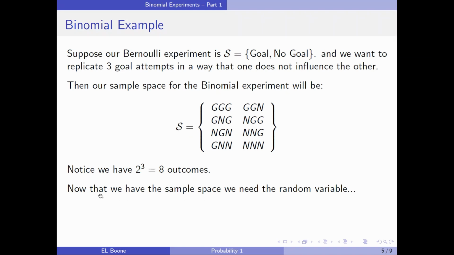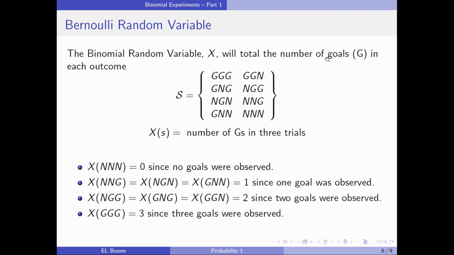Now that we have the sample space, we need a random variable that's going to turn these into numbers that are meaningful. In this case, our random variable is going to be the total number of goals. So we're adding up the Bernoulli outcomes of zeros and ones. Here X of NNN is 0 since I missed all of them. X of NNG, NGN, and GNN equals 1 since 1 goal was observed. And so on, 2 goals observed, 3 goals observed. And that's all we have. We can't observe 4 goals because we're only attempting 3.